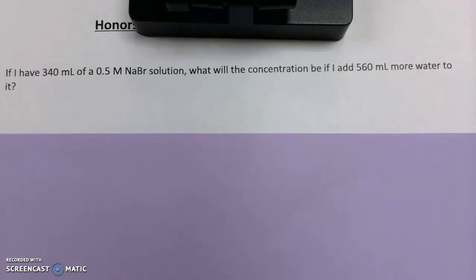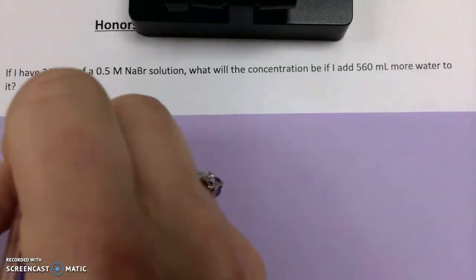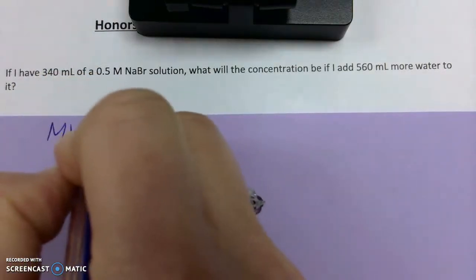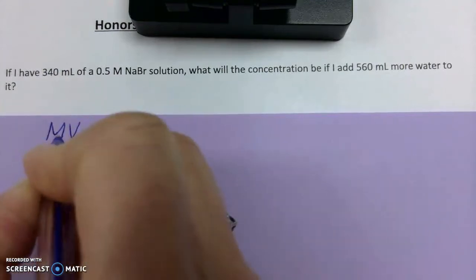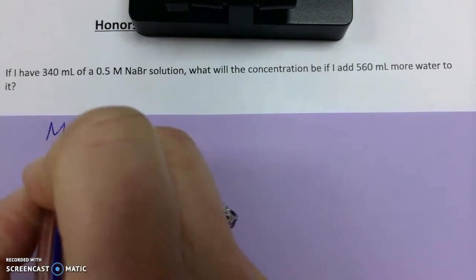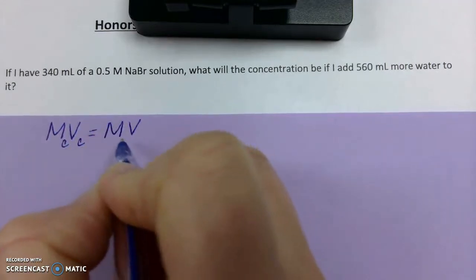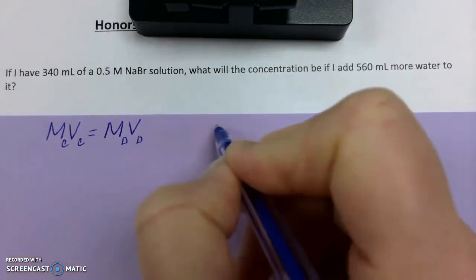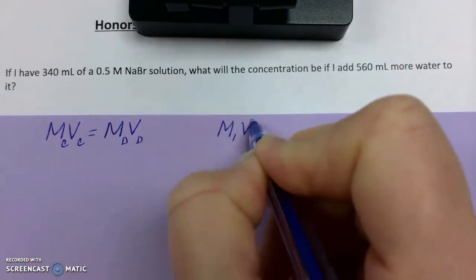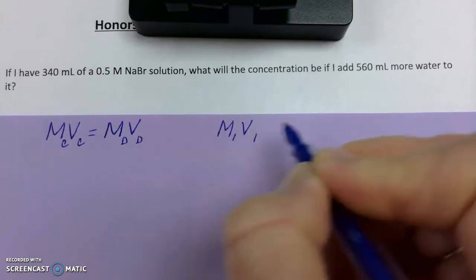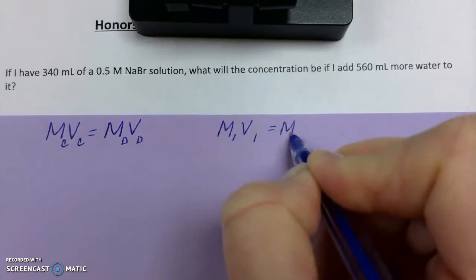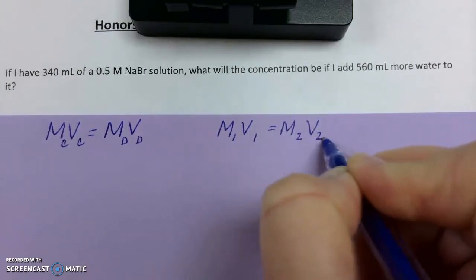This lesson will teach you how to write out dilutions if there is a 1-to-1 ratio. We can use the formula MV is equal to MV. Sometimes that refers to concentration dilution, so concentration with little c and dilution with d. You can also just write M1V1 is equal to M2V2. Okay?